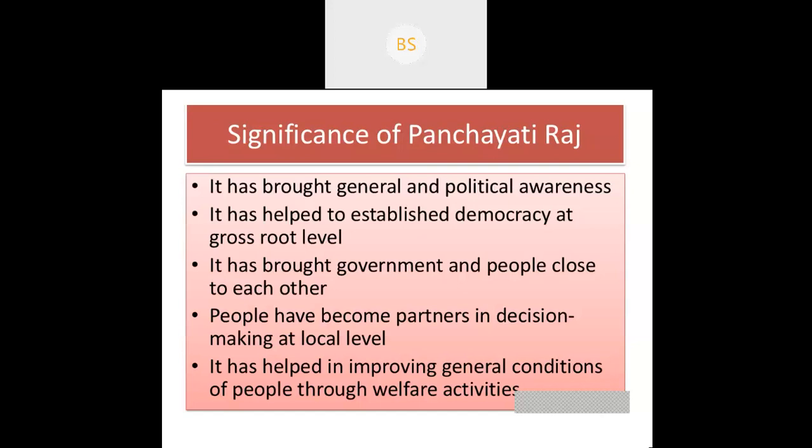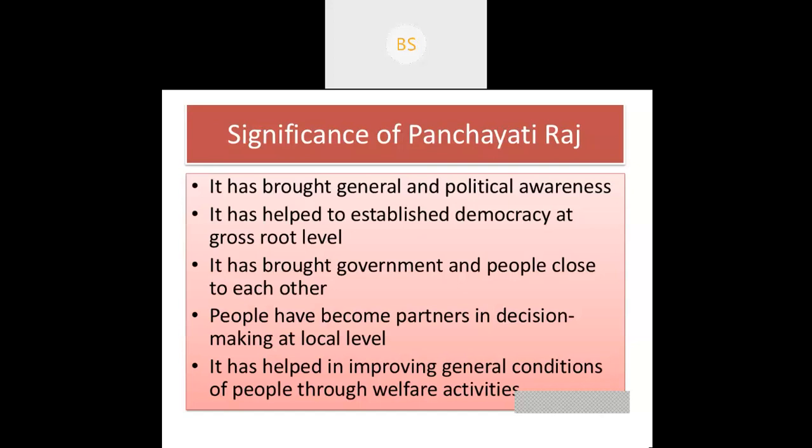So they have tried to maintain this democracy at the village level also. That is known as the grassroots level. It has brought government and people close to each other. Earlier, if you wanted to go to Delhi, that is the central government or state government, it was very difficult to connect with the central government. Now with this village level Panchayati Raj system, it has become easier. We can go directly to the center also. People started coming close to the government, and this has helped the people.